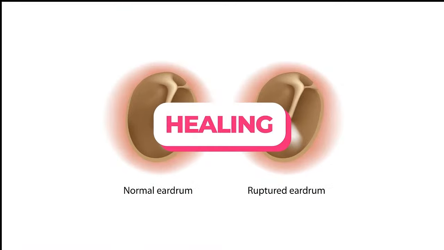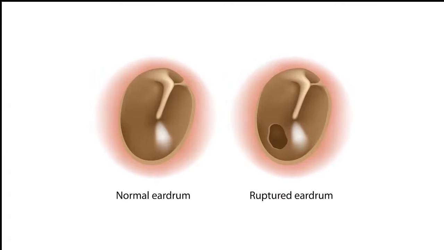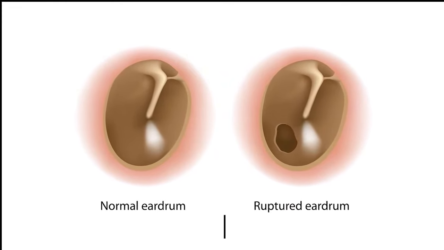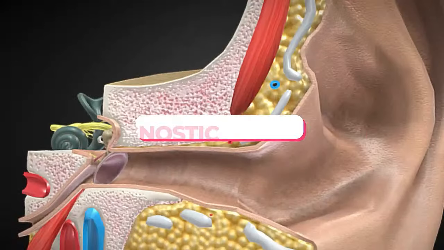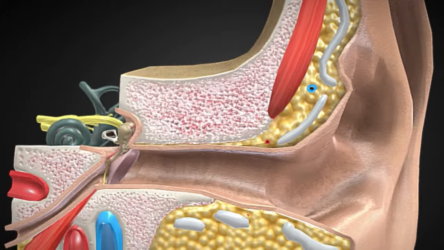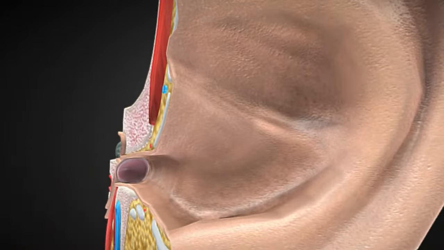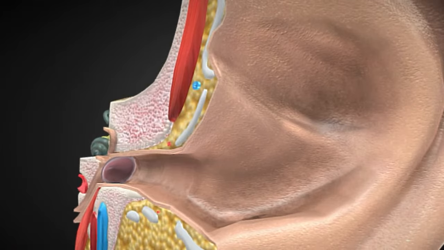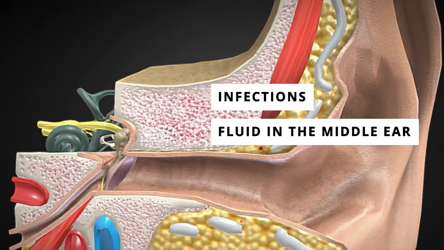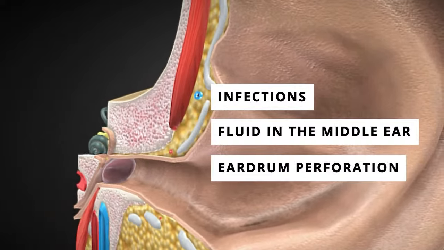Healing. In many cases, a damaged eardrum can heal on its own, but severe tears may require medical intervention, such as surgery. Diagnostic relevance. Examination of the eardrum can provide valuable information about the health of the ear. Changes in its appearance can indicate various conditions, such as infections, fluid in the middle ear, or eardrum perforation.